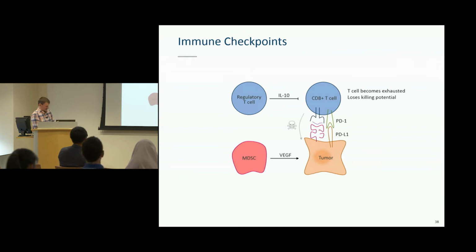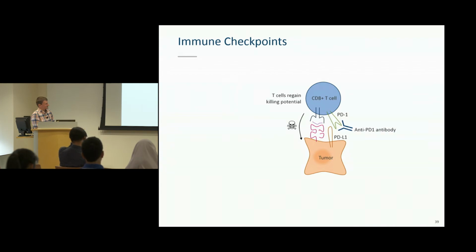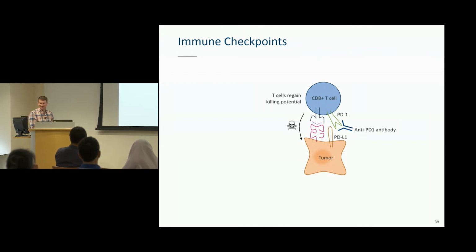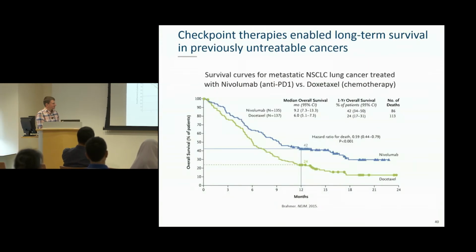But what ended up being really a brilliant idea was to block this interaction. So that's what immune checkpoint blockade is. People develop antibodies that prevent the signaling from occurring. And with this simple intervention, you can rescue the function of these CD8-positive T cells. They become active again and killing their targets. I don't think it was obvious to people that this was going to work so well, but it ended up really being a game changer in a lot of different tumor types.